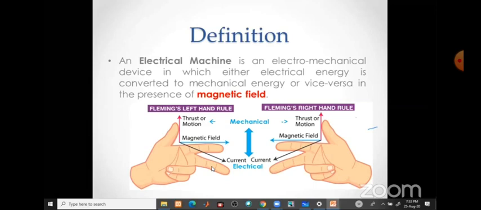And these 2 rules also you have to remember throughout your life. You should not forget these rules. I will ask you in the next class some basic things by these rules.